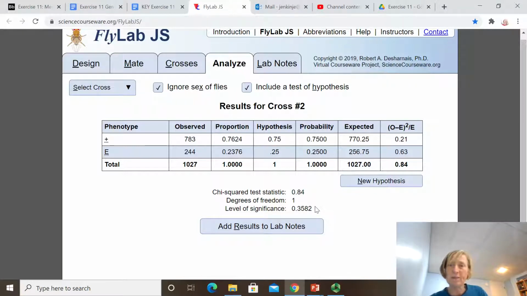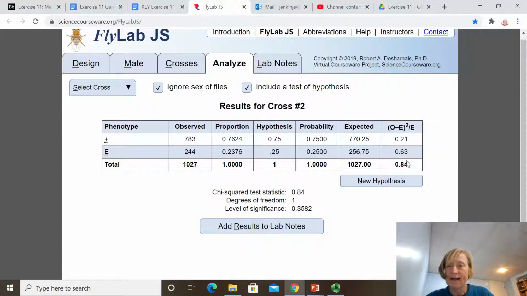Just like that, with the click of the button, it tells us the predicted number of flies for each category or each phenotype. The predicted number of flies for cross 2 is already here. And I predicted 770 wild type flies. How many did we have? 783. That's pretty close. And we predicted 256 ebony flies, and we had 244. Okay, that's pretty close too.